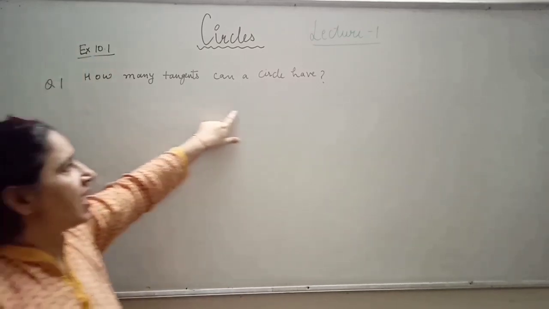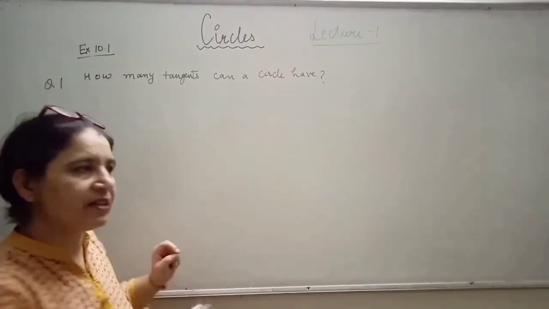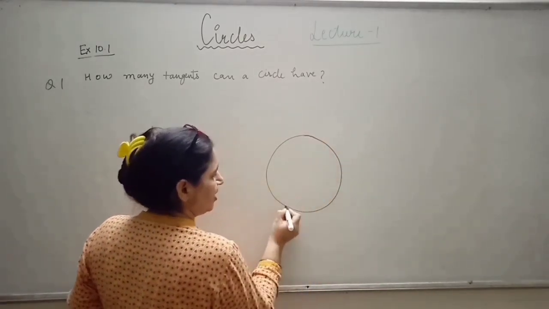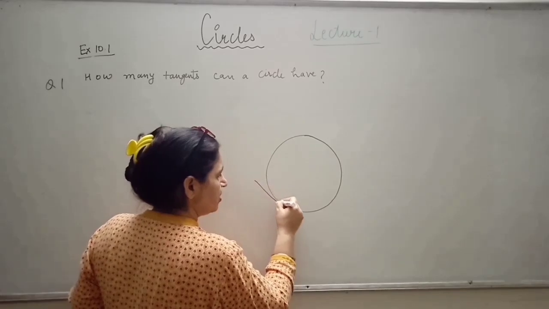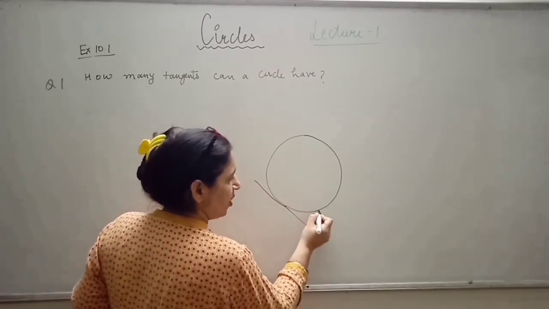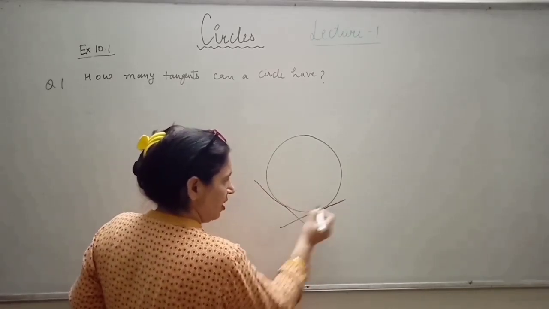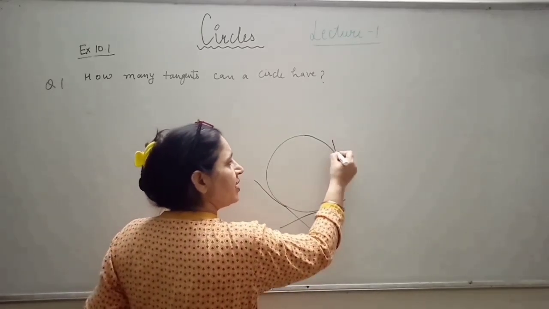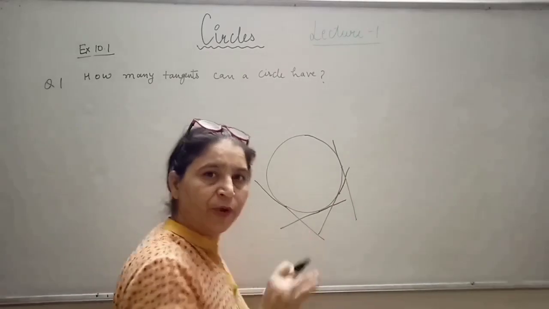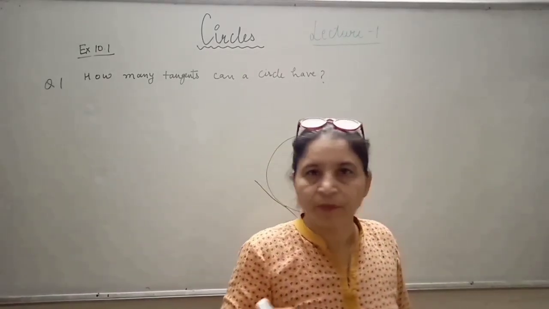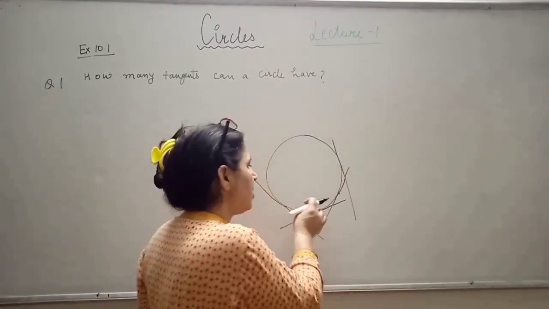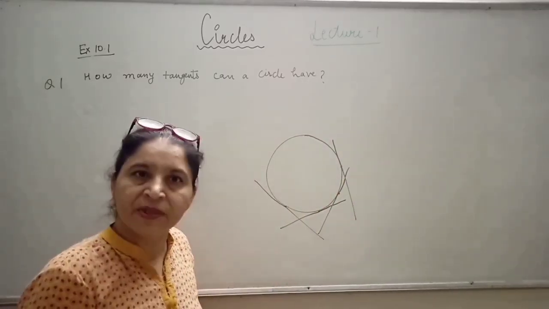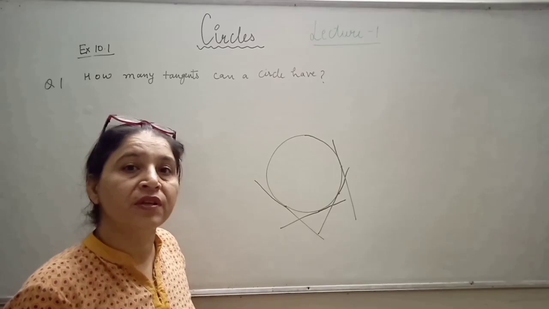हाँ जी स्टूडेंट्स, first question of exercise 10.1: how many tangents can a circle have? एक सर्कल के टेंजेंट्स कितने हो सकते हैं? ये देखिए हमने एक सर्कल ड्रॉ किया, अगर मैं इस पॉइंट पर देखूं तो this is one tangent, इस पॉइंट पर एक और टेंजेंट बन रहा है, यानी कि हर पॉइंट पर एक टेंजेंट बन रहा है। At every point of the circle tangents are possible. तो आपको ये देखना पड़ेगा कि एक सर्कल पर कितने पॉइंट्स होते हैं, क्योंकि उतने टेंजेंट बन सकते हैं। तो एक सर्कल पर कितने पॉइंट्स होते हैं?